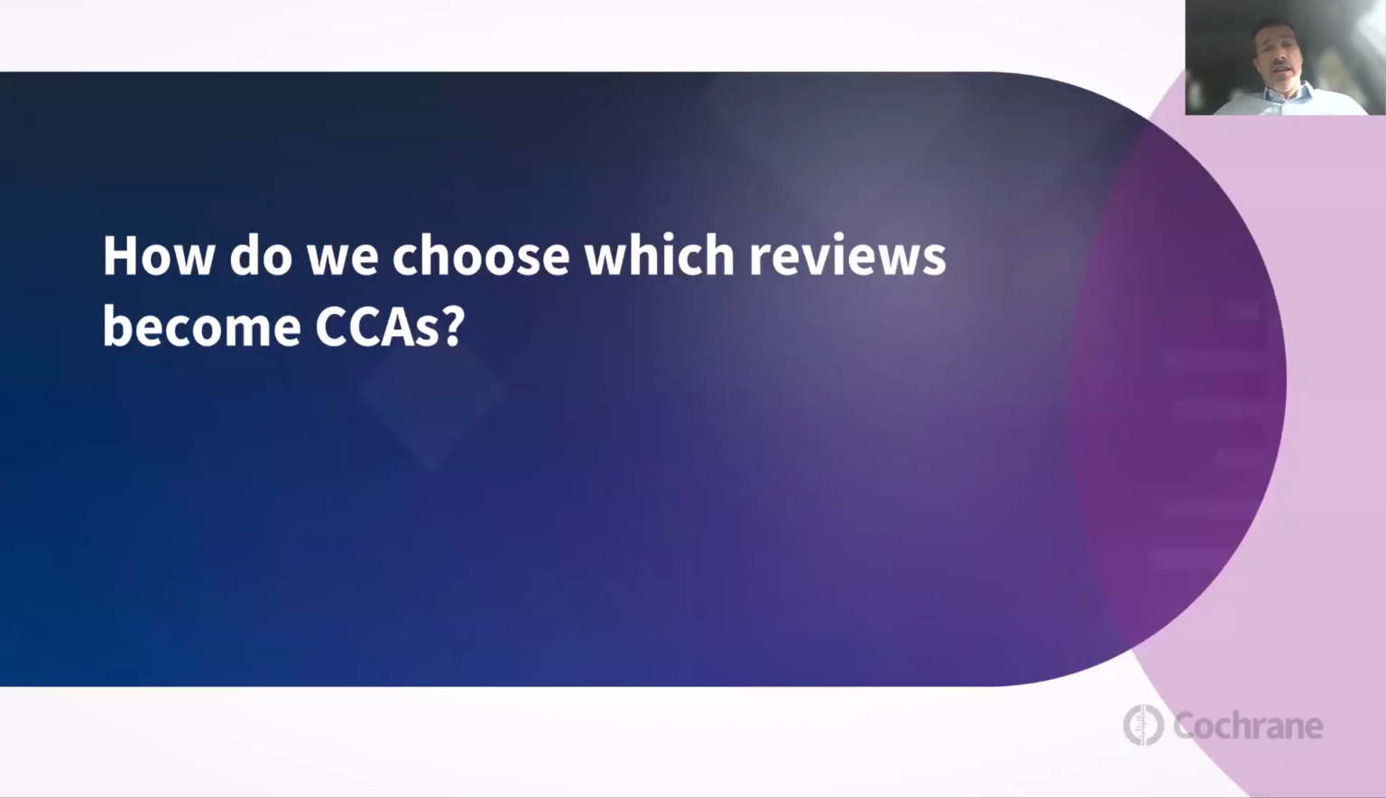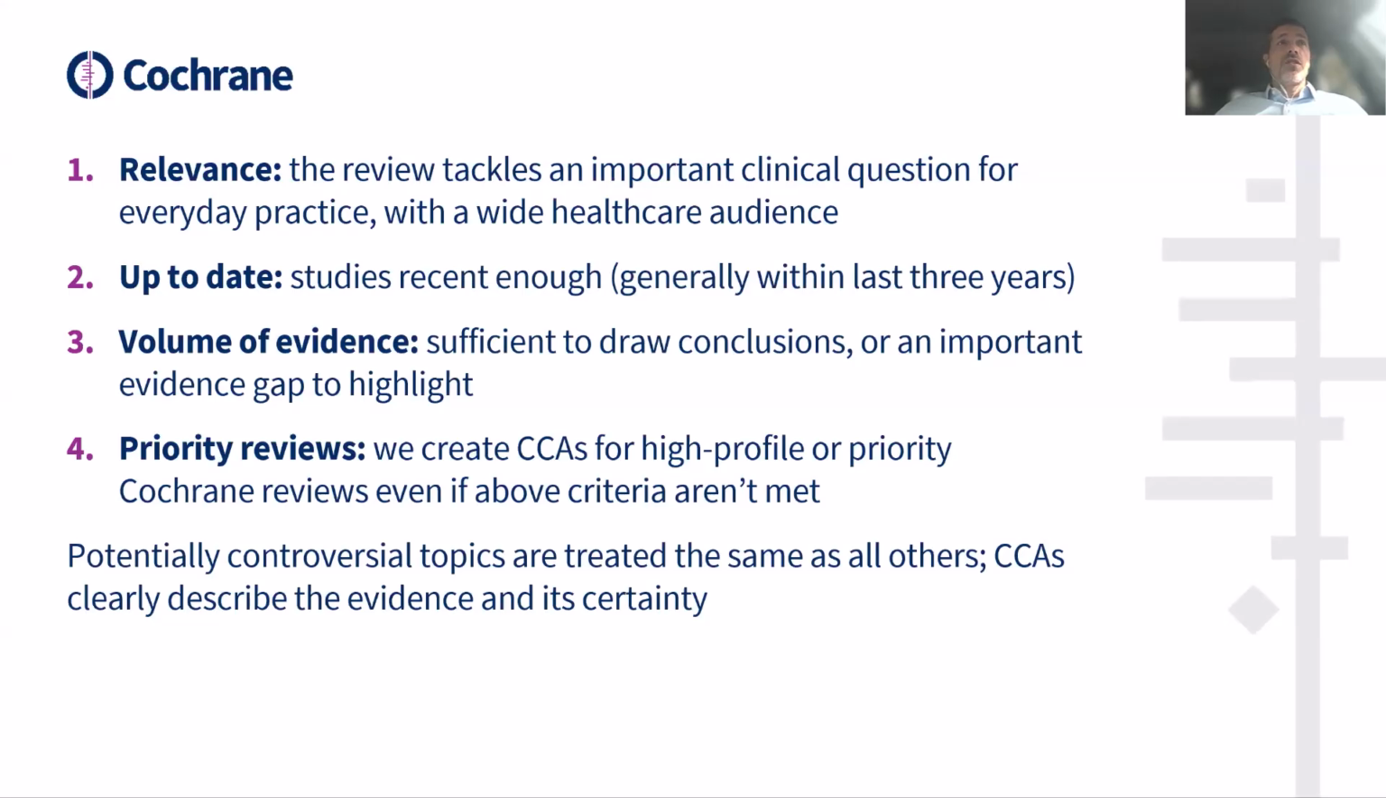Another question that we often get asked about CCAs, and this is addressed in our About CCAs Frequently Asked Questions page on the Cochrane Library, of course, is how do we choose the reviews that ultimately then become CCAs? So there's a rigorous criteria. We have it all laid out as part of our process. But first, we look at relevance. Does the review even offer us the opportunity to tackle an important clinical question in everyday practice?